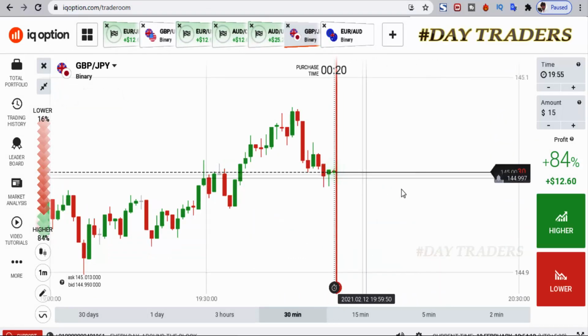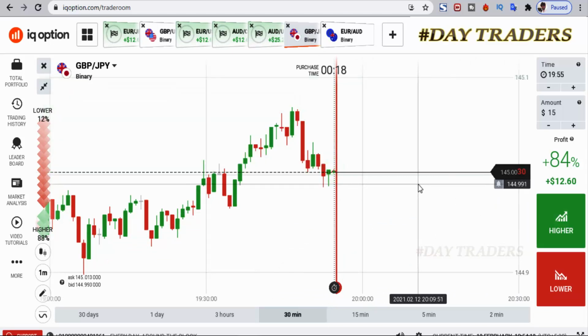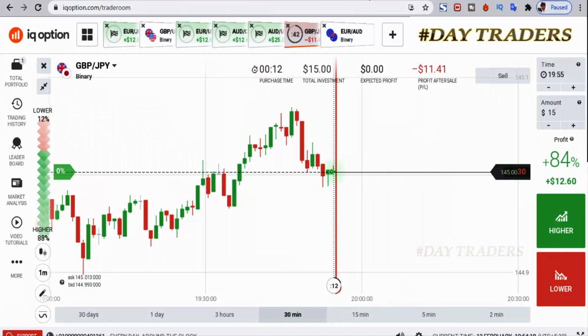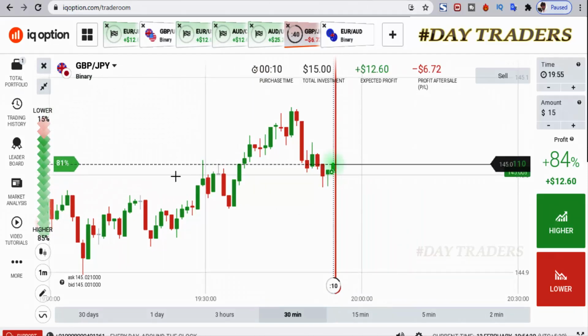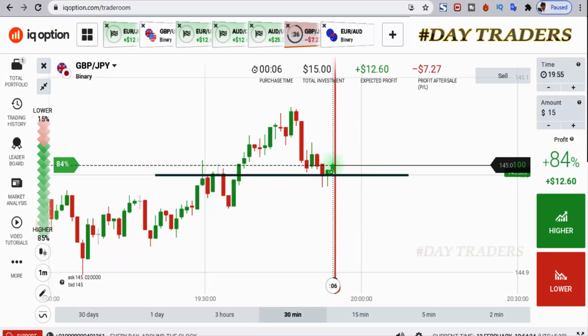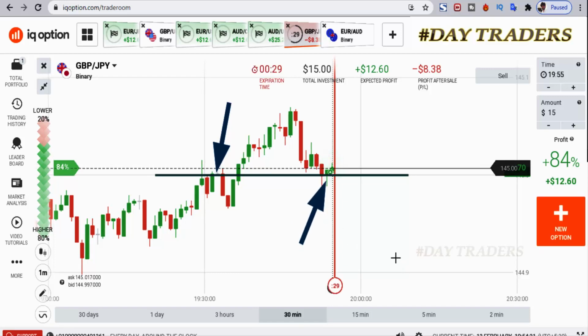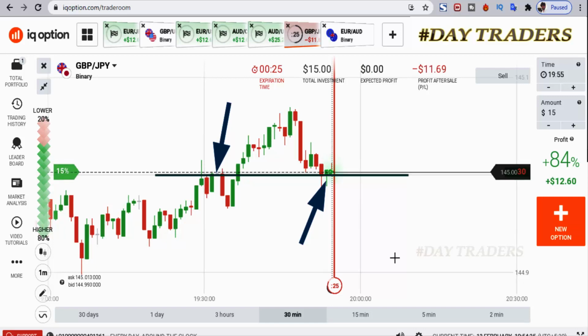Okay, we'll place a higher option. Okay, I'll place a higher option, and this is a buyer's area. Strong rejection point, strong rejection, some buyers. That's the reason I place a higher option. Okay, I'm expecting a bullish candle. This is a minor level.